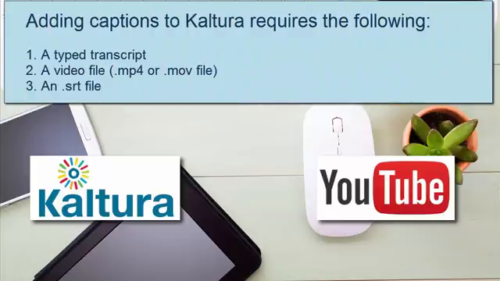You must have a typed transcript of the text from the video file, which could be an MP4 or an MOV file, as those are the types that are supported by Kaltura, and an SRT file. The SRT file is one that we're going to create in YouTube. We can also extract the video file from YouTube if you don't have it saved elsewhere.